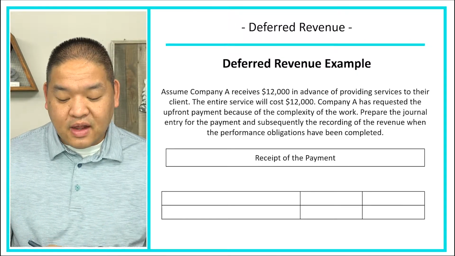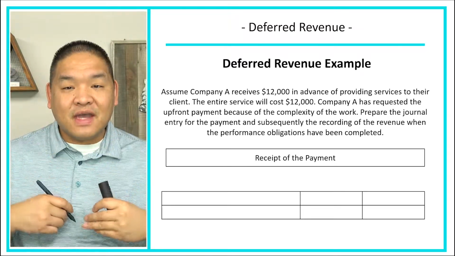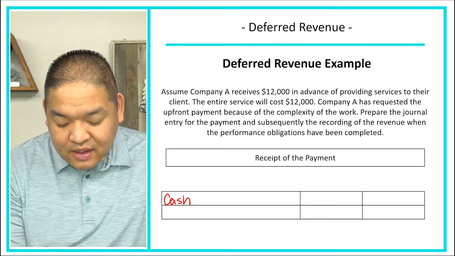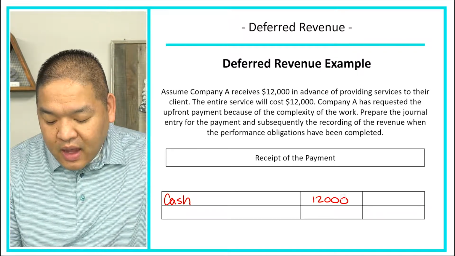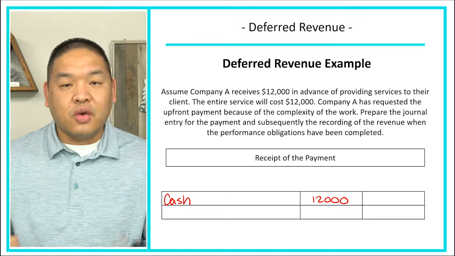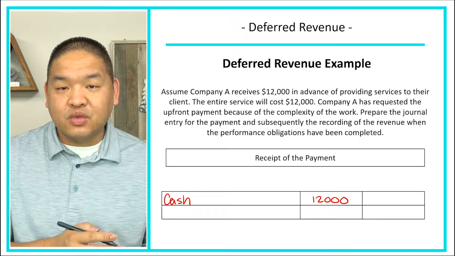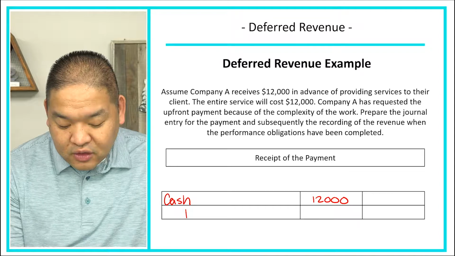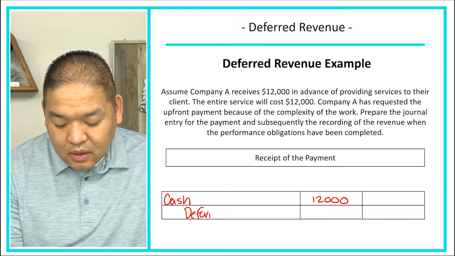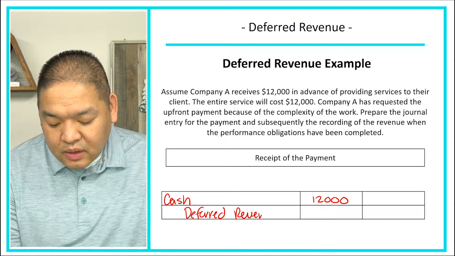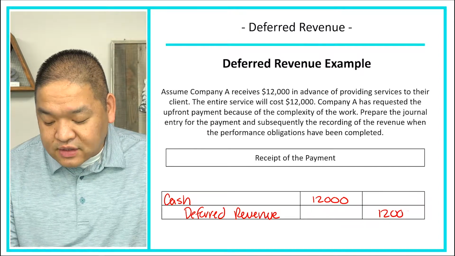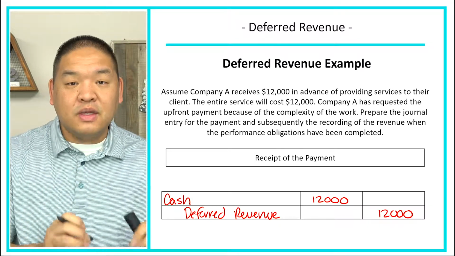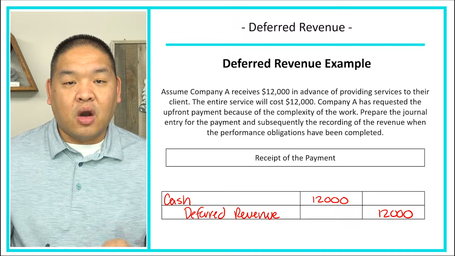So let's talk about the receipt of the payment. So we are receiving cash. If we receive cash, we're going to debit cash. So we'll debit cash in the amount of $12,000. And then we are going to credit. What's our credit? Well, our credit was not going to be revenue since we haven't earned it. It's going to be deferred revenue. So we're going to credit deferred revenue, and again, in the amount of $12,000. So we're deferring the revenue. Remember that deferred revenue is a liability. It will show up on the liability section of our books.